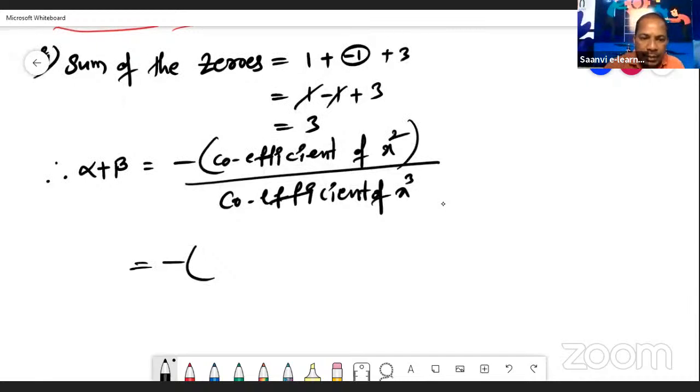So the coefficient of x square is minus 3 and the coefficient of x cube is 1. So it is minus 3 by 1. Here minus into minus is plus, so 3 by 1 is nothing but 3. See, we got the same values when we found the sum of the zeros directly and by formula. When we find the sum of the zeros directly, we got 3 only, and with the formula we got the same 3. Okay? Sum of the zeros completed.